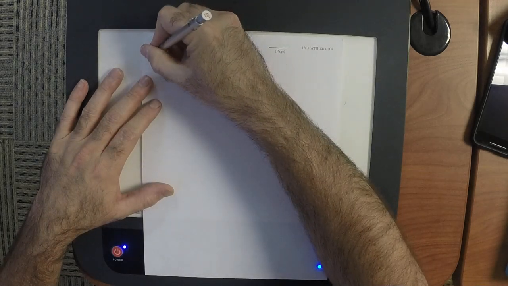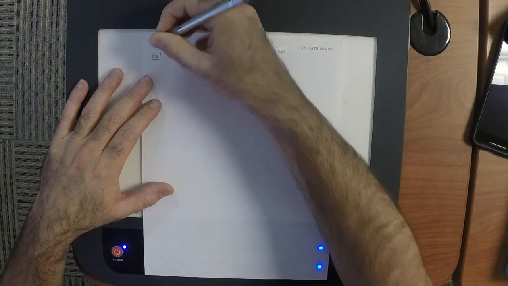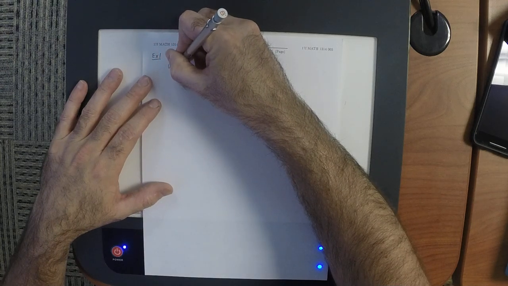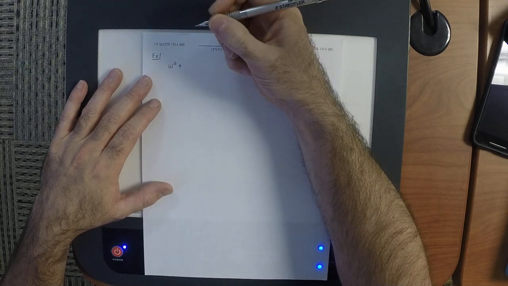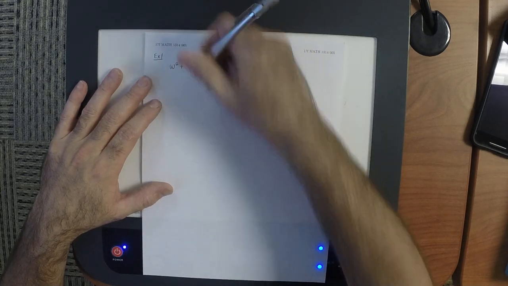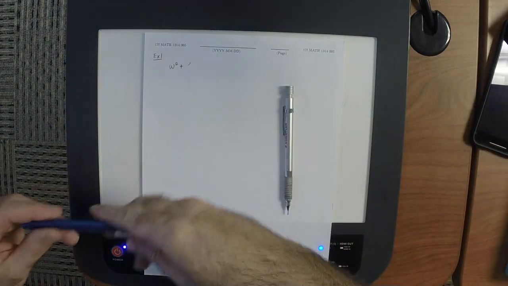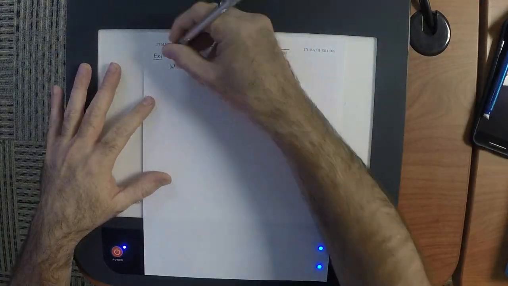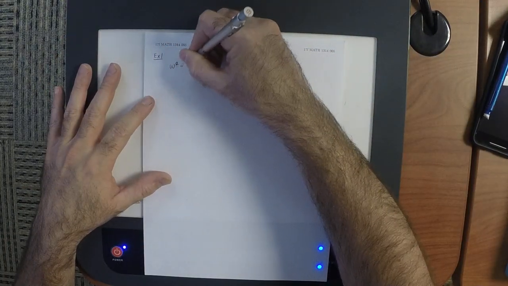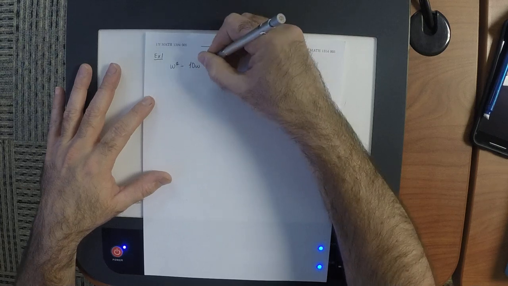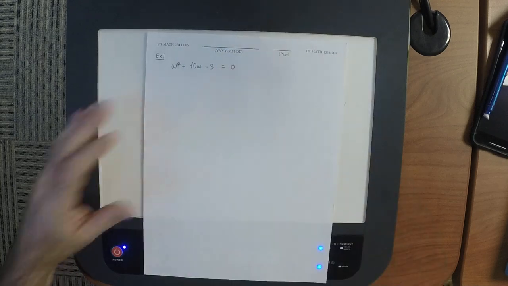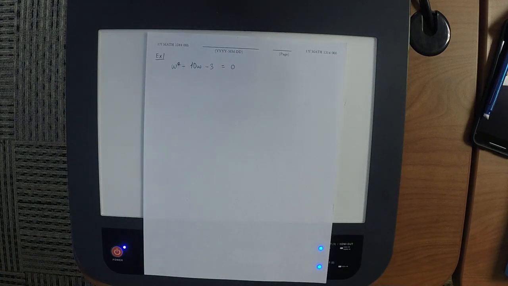So, for example, suppose that we have w squared, no, let's do minus, because let's just mix it up. Minus 10w minus 3 is equal to 0. Okay, so I want you to solve this.